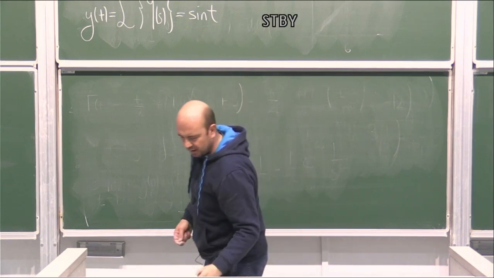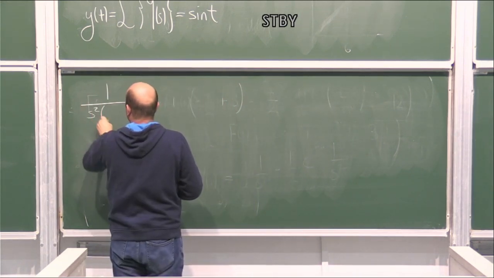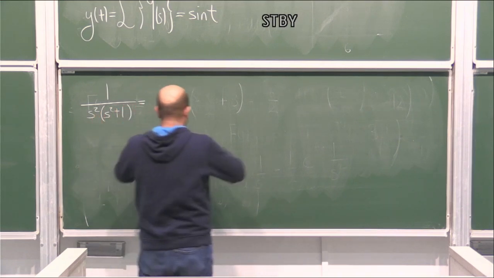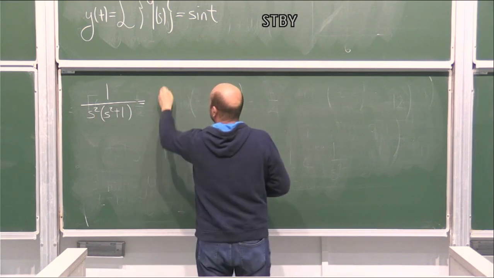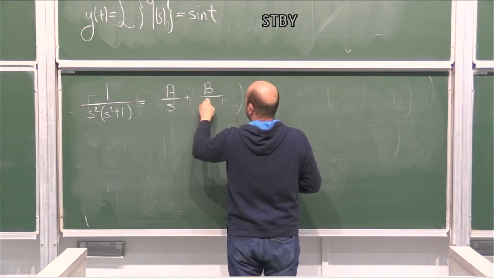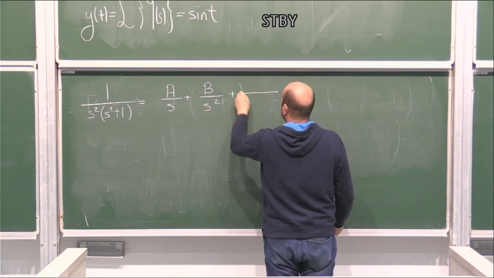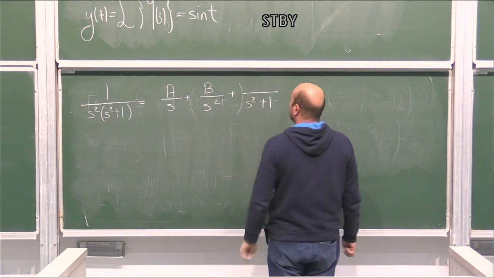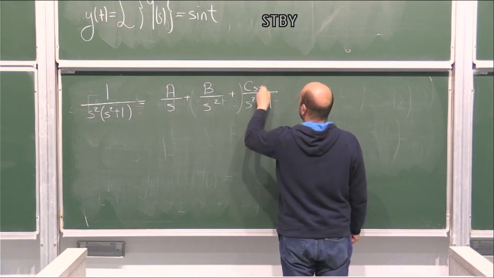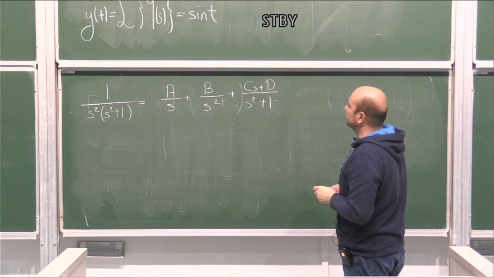So then, how are we writing? We have 1 over s squared times s squared plus 1. This is s squared, which is a linear thing. So we write a over s plus b over s squared plus, now we have s squared plus 1, which is a quadratic term. For the top, we will write cs plus d. Then we will compute this a, b, c, d.